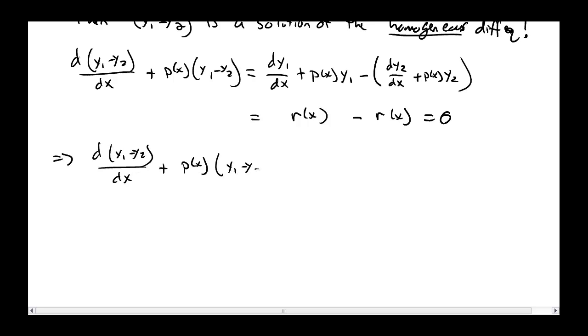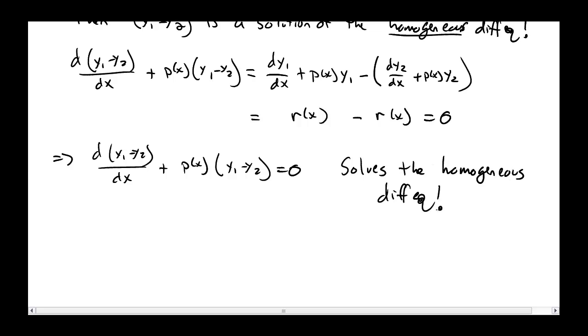So the difference between y1 and y2 is a solution to the equation where r of x is equal to 0. So in summary, the general solutions to the homogeneous and inhomogeneous differential equations can allow you to solve a lot of different types of problems.